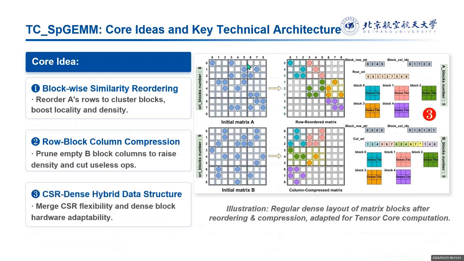The third component is a CSR-dense hybrid structure. At the block level, we still keep sparse indexing. Inside each valid block, we use dense storage, so the block can be directly used by tensor cores.